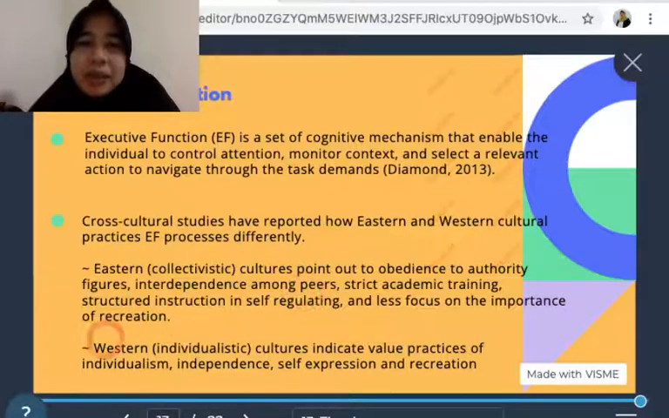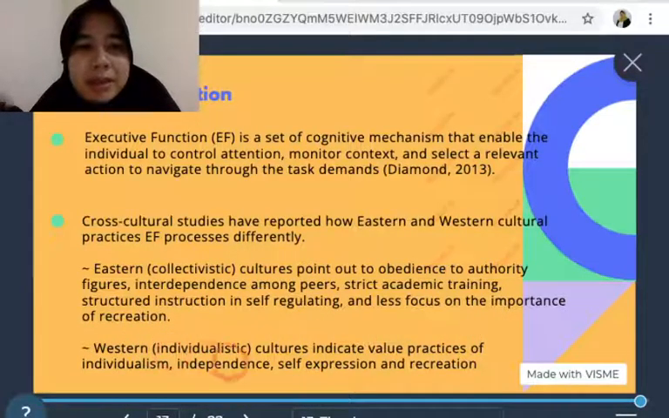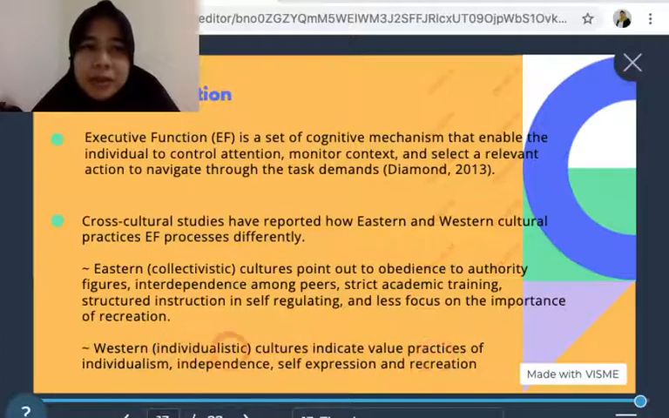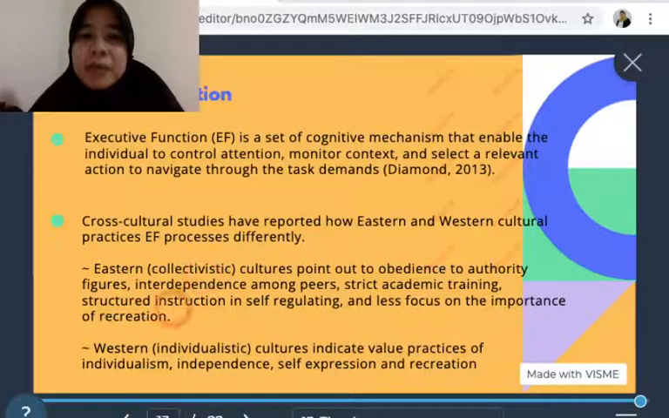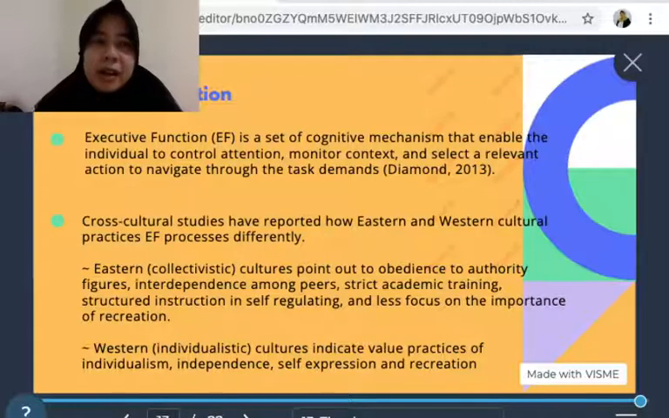And then the Western, which is called individualistic culture, indicates the value of practices of individualism, independence, self-expression, and recreation. So the Western is actually the opposite side of the Eastern cultures. And here, between Eastern and Western, collectivistic and individualistic will be part of the discussions, findings, or analysis from the authors of this research.